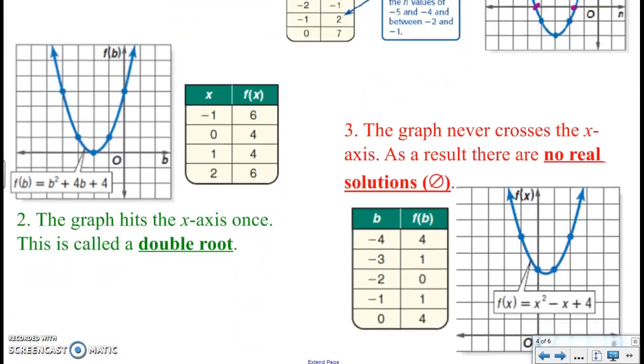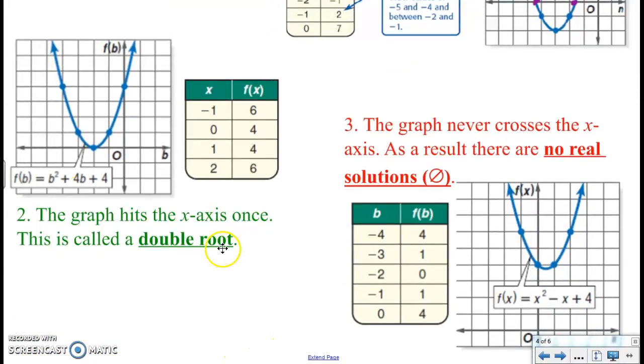The second case is when the quadratic function only hits the x-axis once, like this one. So we have one solution, and this is called a double root. This is kind of when we had something like this when we were solving or factoring.